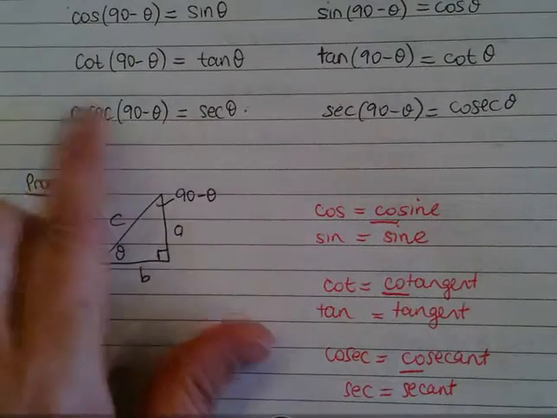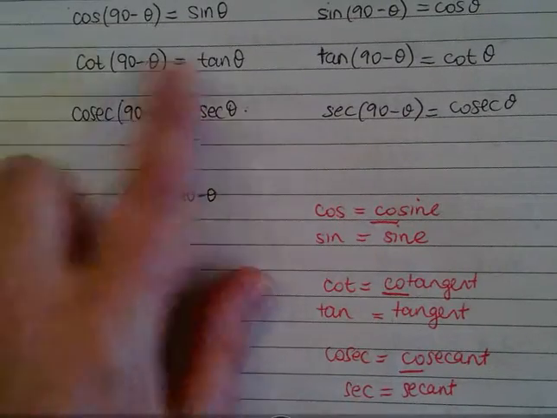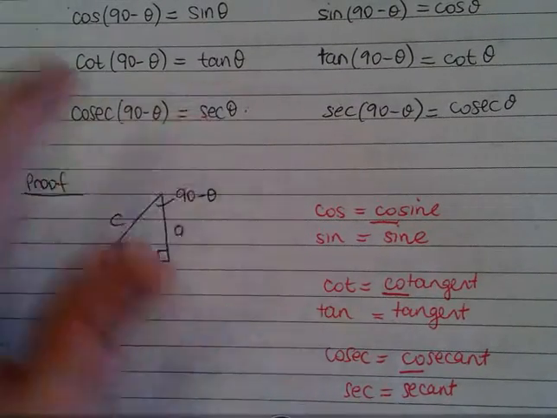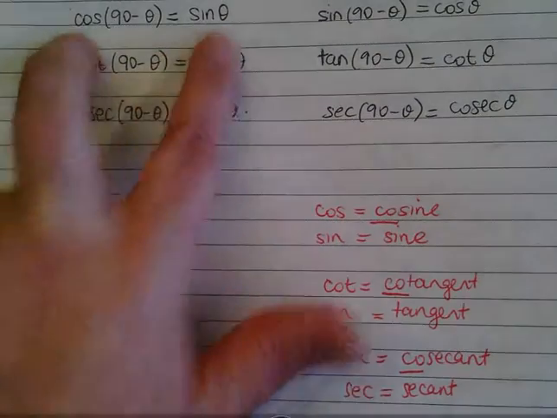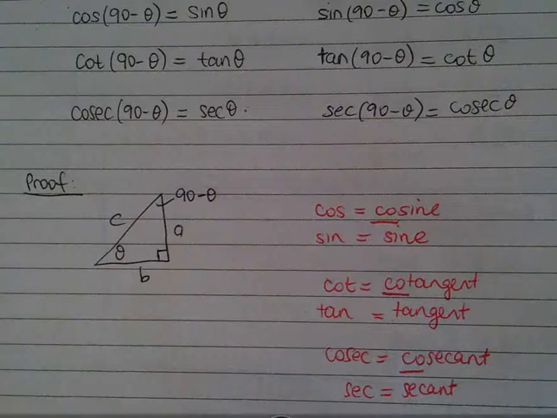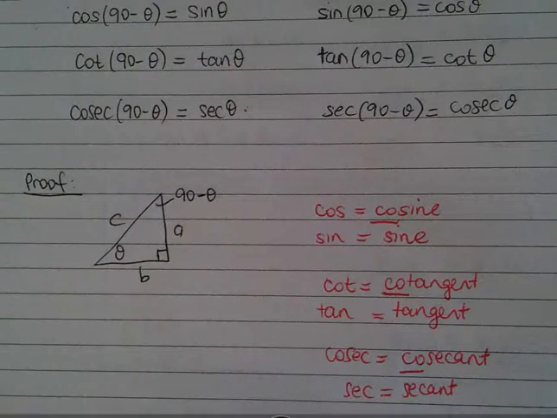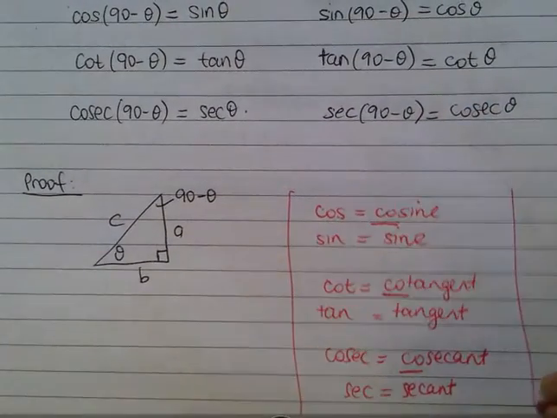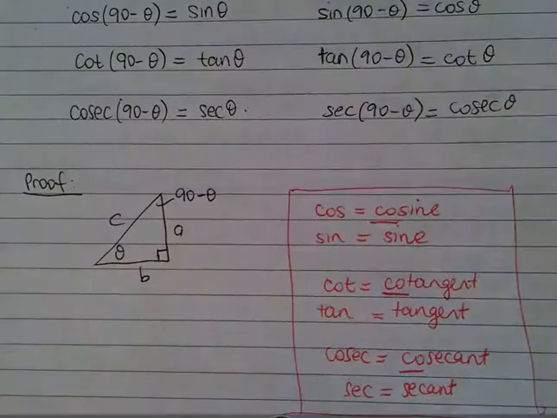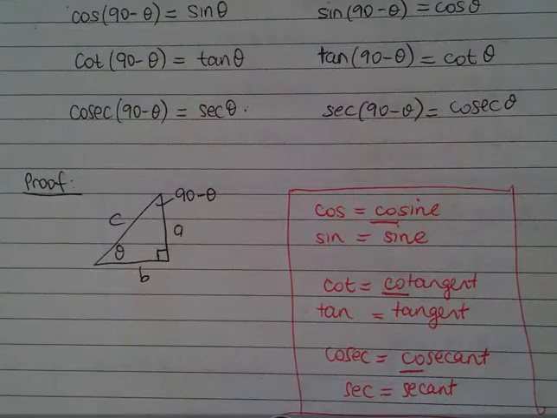So complementary ratios, see the word co: cot and tan, cotangent and tangent, are complementary ratios. And cos and sine, cosine and sine, are complementary ratios. Now, I've got a little proof down here. So that's how you remember it, by what their full words are.